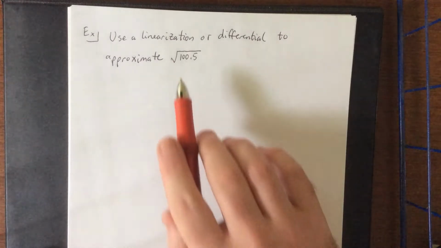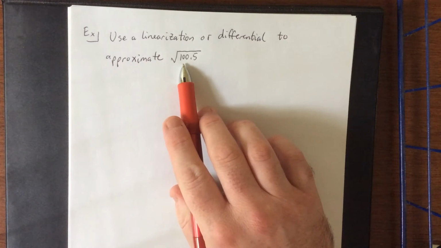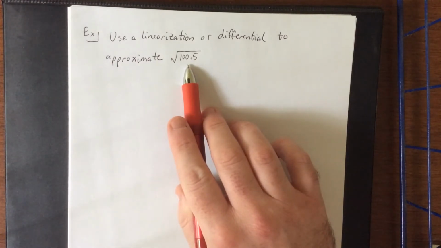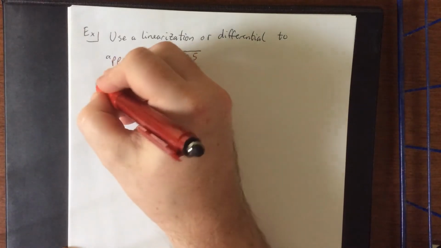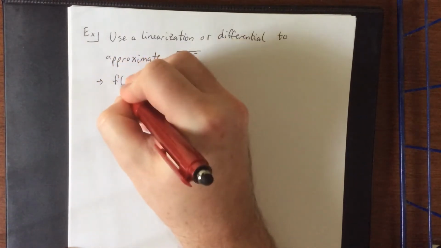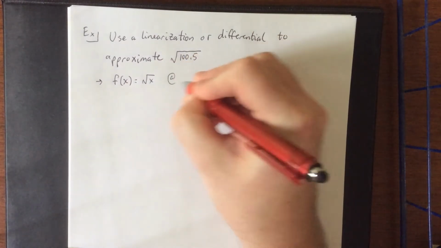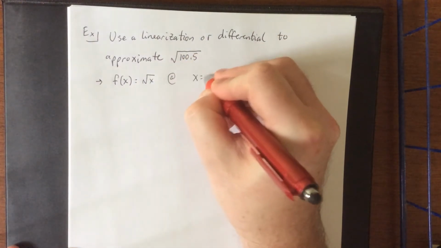My recommendation would be to make sure that you're dealing with a square root function and pick a perfect square that's close to 100.5. So I think what we're going to do is use f of x is equal to the square root of x, and we're going to go with x equals 100.